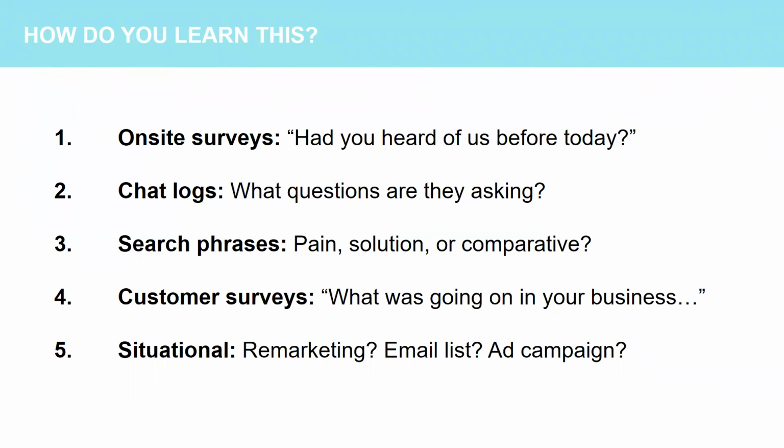Somebody who you're remarketing to is probably already aware because they've already had some engagement with you, so they're probably at a higher level of awareness. Somebody on your email list, if they've been a subscriber for a long time, probably has a higher level of awareness than somebody who's brand new. Look at your ad campaign. Again, what phrases are you targeting? Where are you reaching them? So there are lots of ways to dive into levels of awareness.